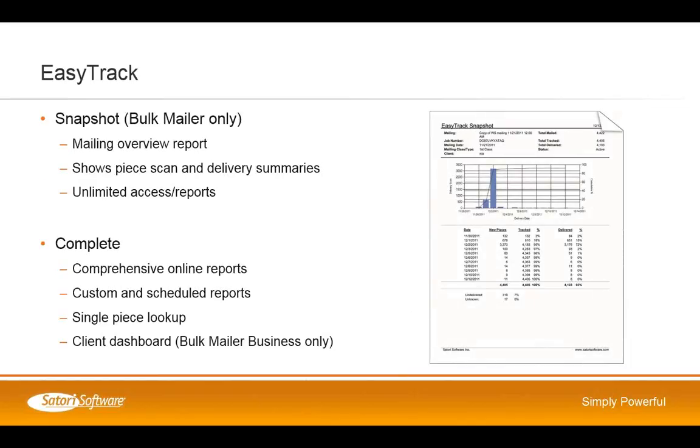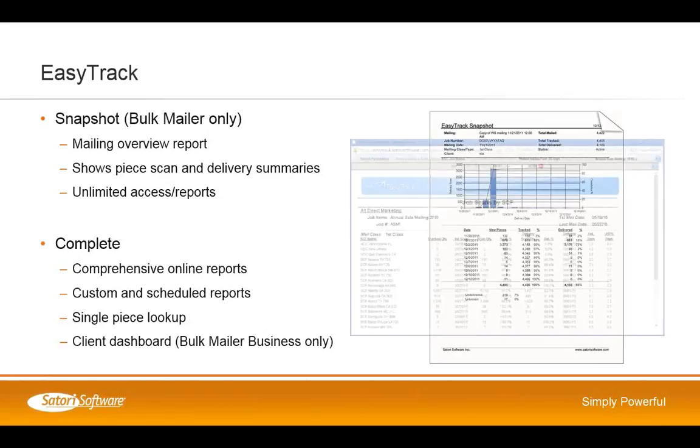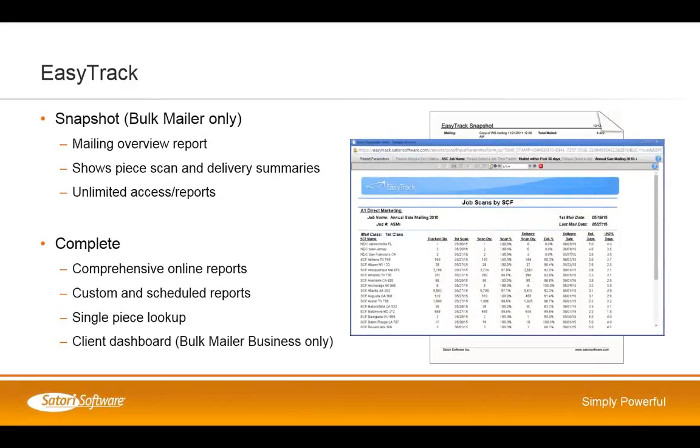So we have two versions of EasyTrack that are available to our bulk mailer customers. We have a snapshot report that's kind of an overview here. And we also have the EasyTrack Complete, which is the comprehensive website. It has a complete set of reports with single piece lookup and scheduled reports and custom reports and all kinds of fancy things that you can do in there.